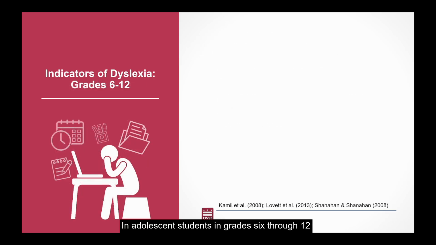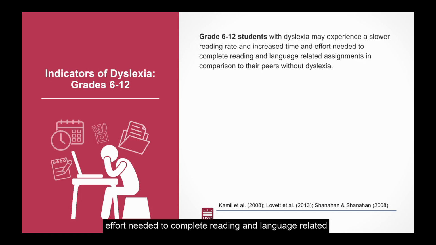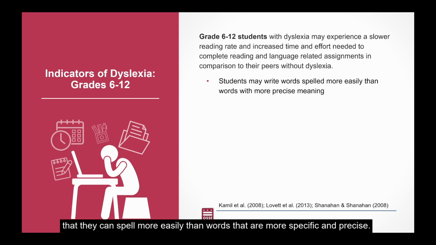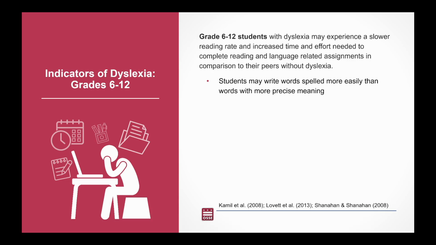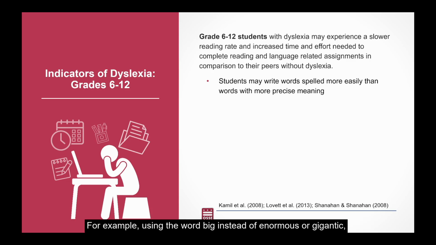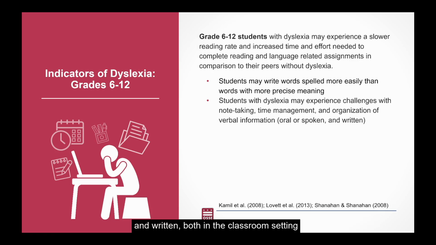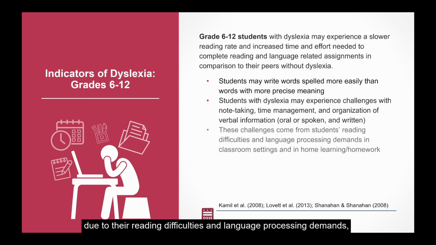Indicators of dyslexia in adolescent students in grades 6 through 12 include slow reading rate, and increased time and effort needed to complete reading and language-related tasks in comparison to their peers without dyslexia, due to phonological processing and rapid naming challenges. Students may use simple words in their writing that they can spell more easily than words that are more specific and precise. For example, using the word big instead of enormous or gigantic. Many adolescent students experience challenges with note-taking, time management, and organization of verbal information, both oral or spoken, and written, both in the classroom setting, and also in homework completion, due to their reading difficulties and language processing demands.